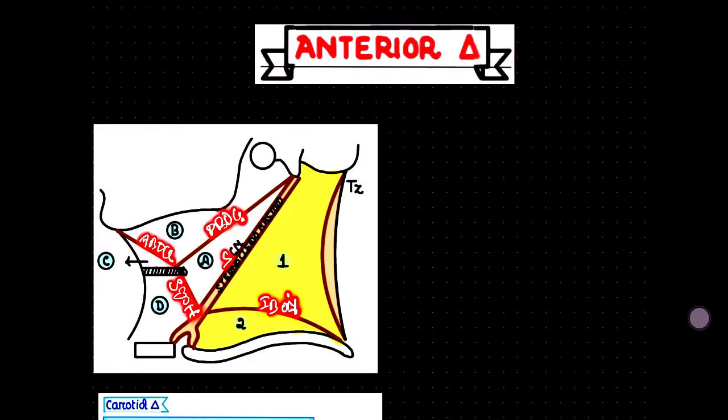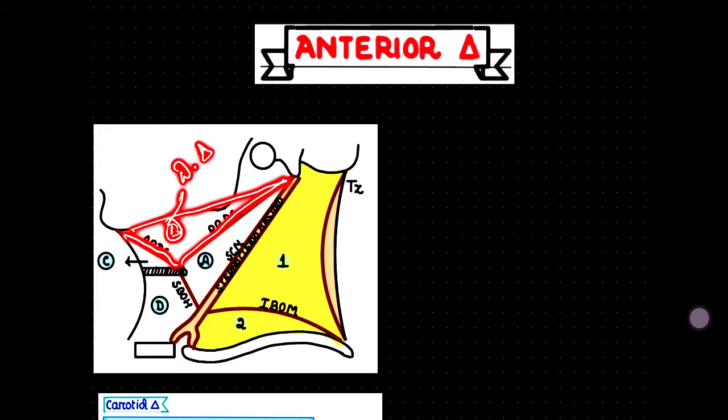What do we have here? We have the sternocleidomastoid muscle. These digastric and omohyoid muscles, where are they attached? They are attached here, to the hyoid bone. Now these muscles, the anterior belly of digastric and posterior belly of digastric, what are they forming? They are forming the digastric triangle, which is also called the submandibular triangle. Why submandibular triangle? Because it is present below the mandible.